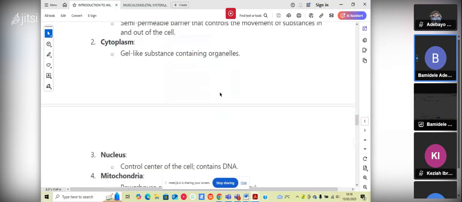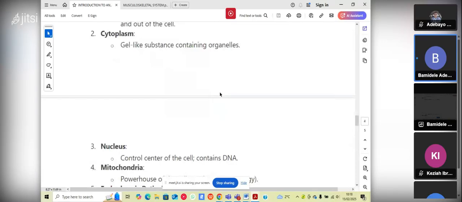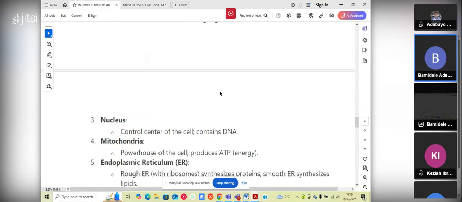It also has cytoplasm. That is just like a gel. It's like a liquid gel, like a lubricant, where all the organelles swim, where all the organelles are living. It provides support. It provides housing for all the organelles. We also have the nucleus.